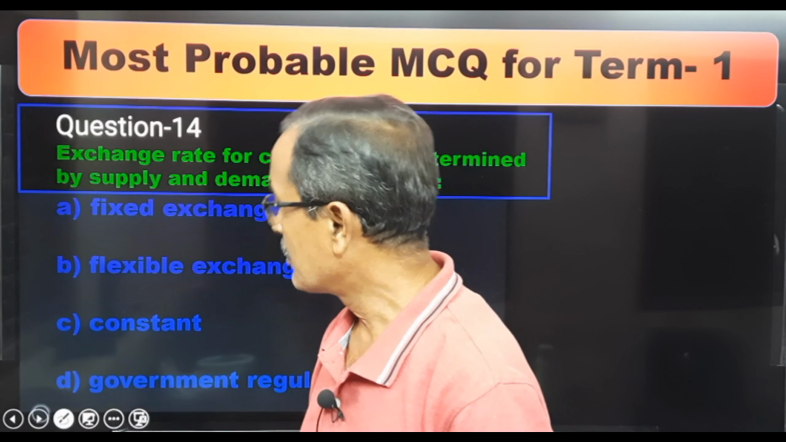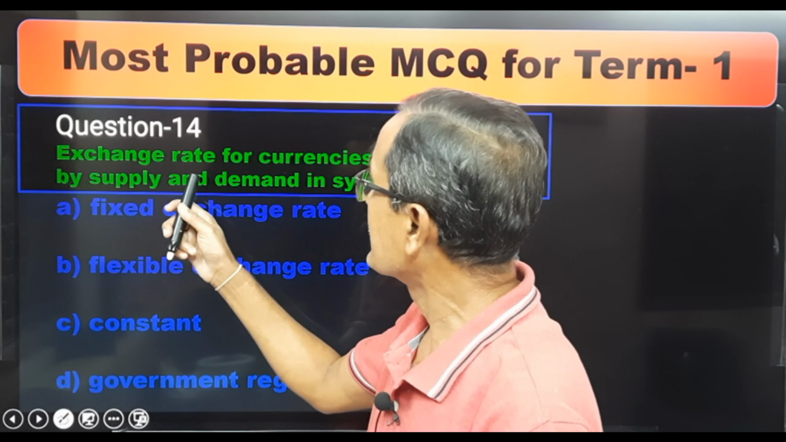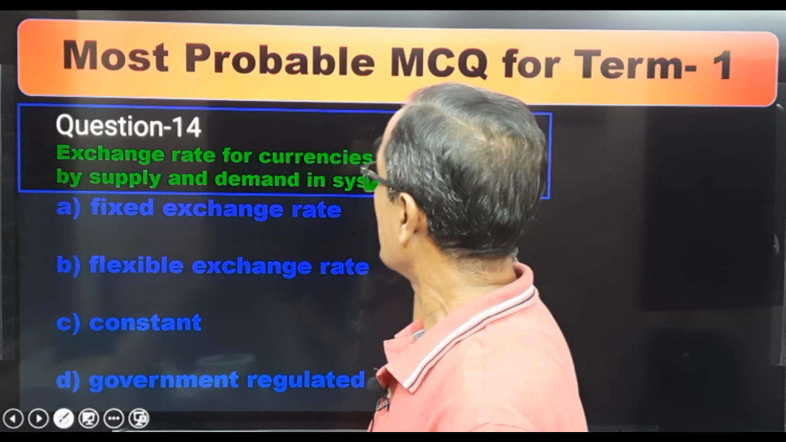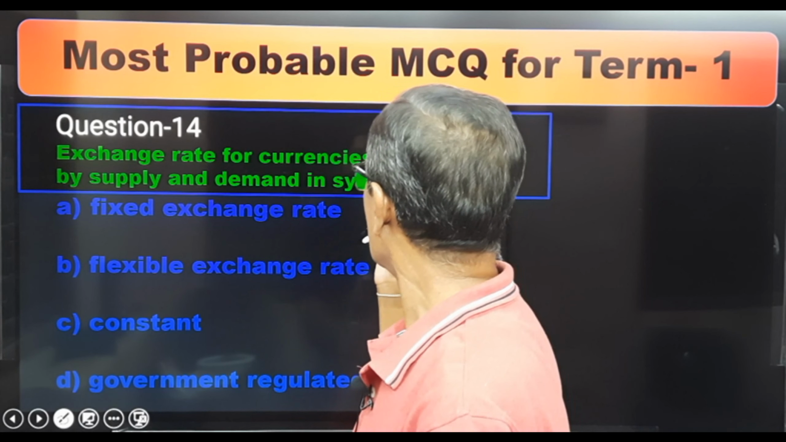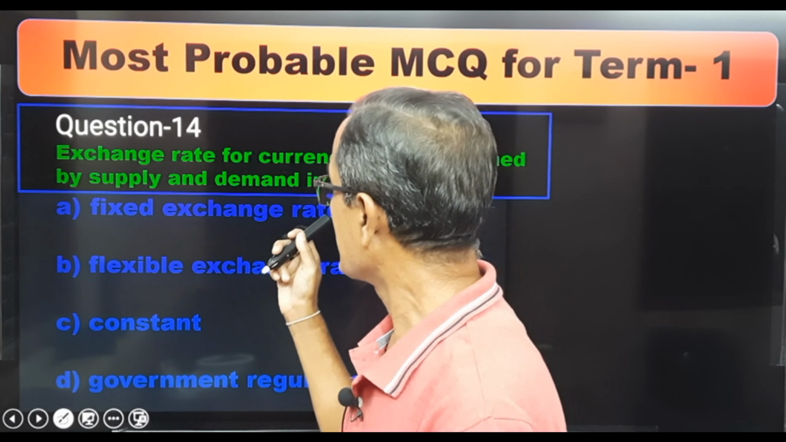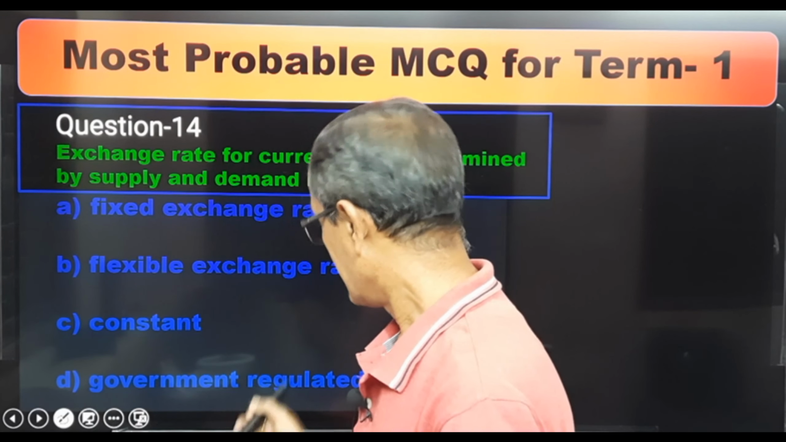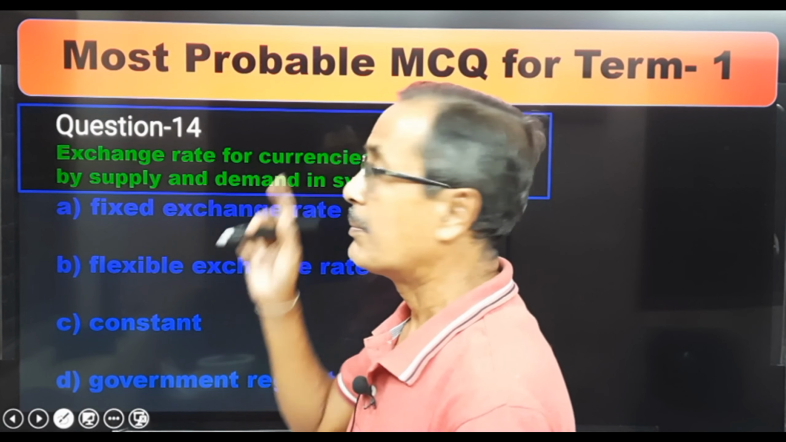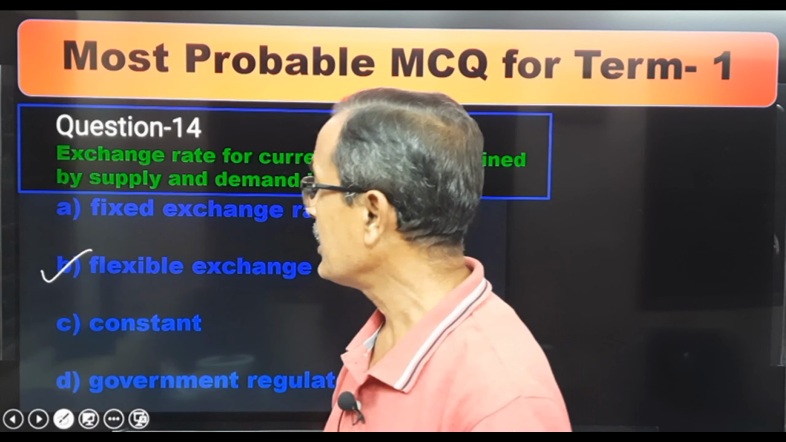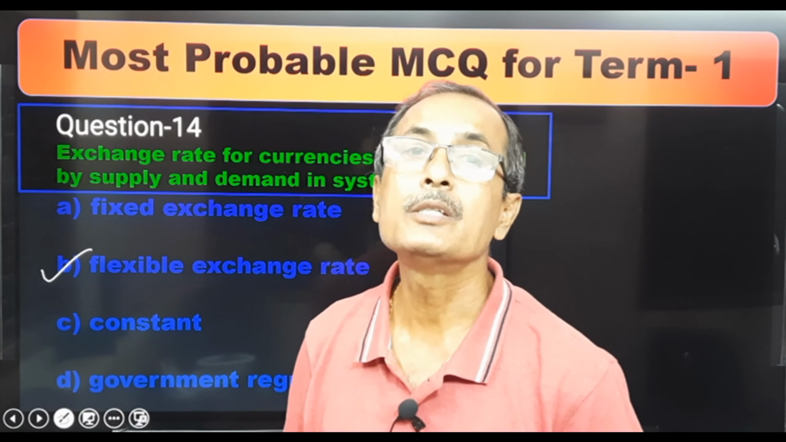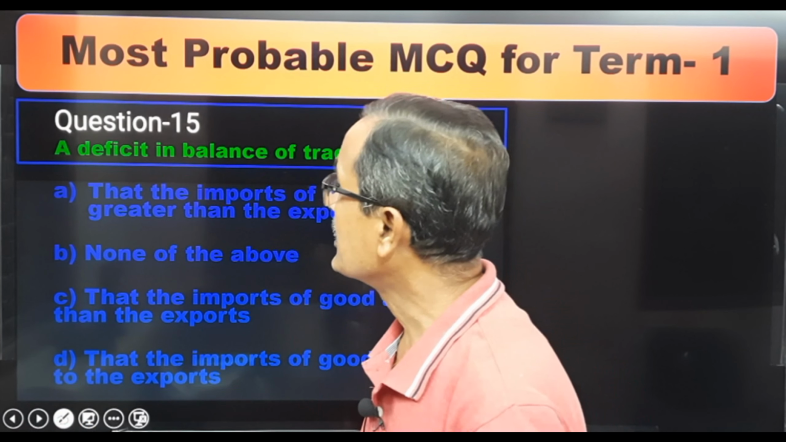Next question is 14. Exchange rate for currencies is determined by supply and demand in a system of fixed exchange rate, flexible exchange rate, constant, government regulated. The very clear points given here: supply and demand, automatically it will be flexible exchange rate. Then comes question 15.